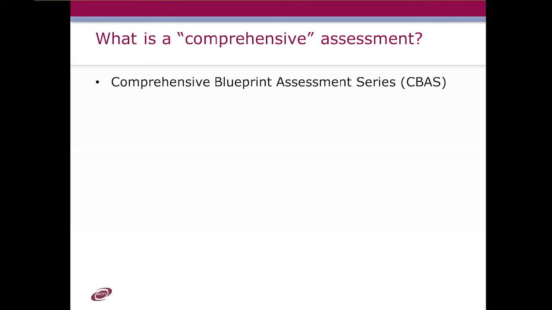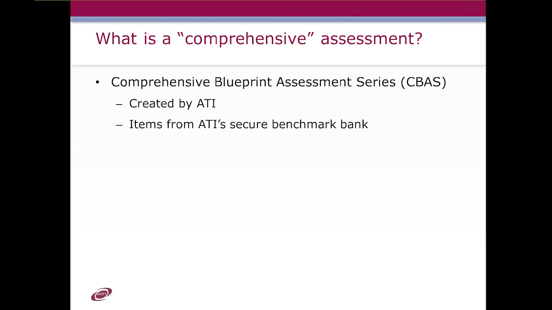Now, specifically, what makes an assessment comprehensive? In the Galileo Comprehensive Blueprint Assessment Series, or CBAS assessments, we create our items from our own secure benchmark library to ensure that items that appear on benchmarks don't also appear on any formative test or quiz you might give in your classroom. Each assessment has approximately 45 items per test. It should take students about 45 to 60 minutes to complete an assessment, which is usually a typical classroom period.